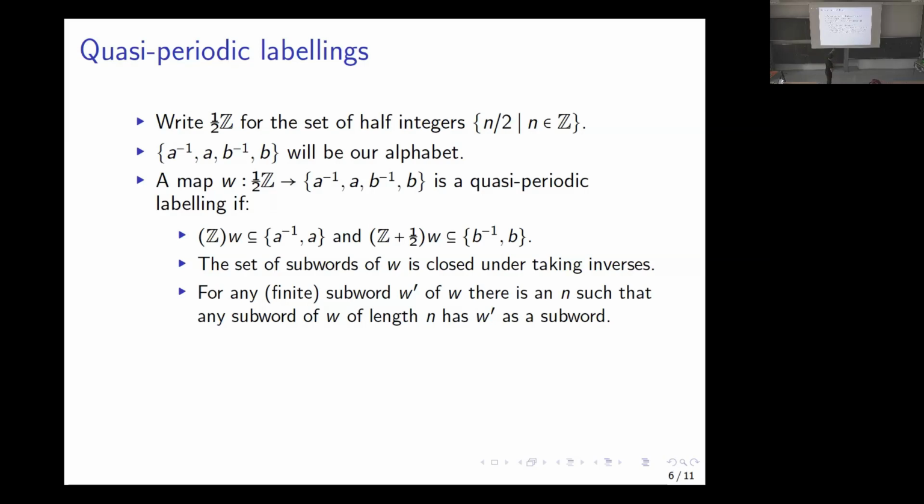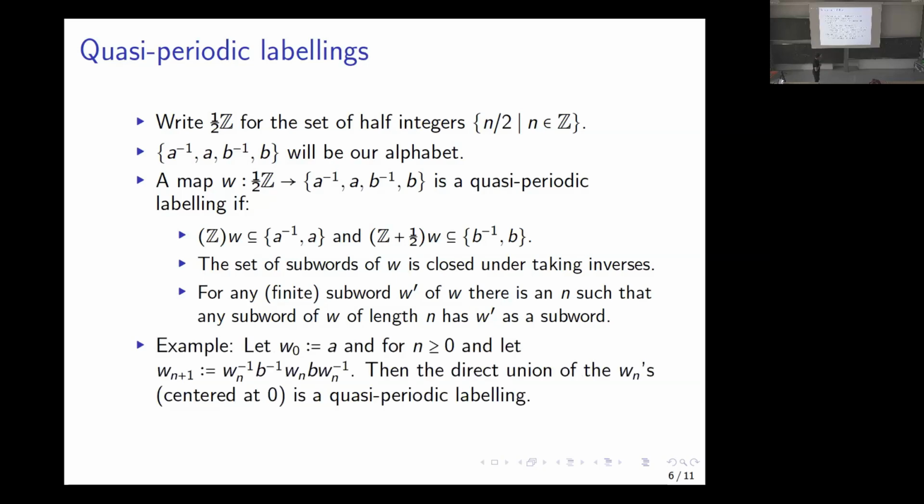So the set of subwords should be closed under taking inverses, and whenever you have some subword in there, then there should be some n, so that any word of length n that's a subword of your labeling has your original subword somewhere in it. So if something happens somewhere, then it happens reasonably frequently. It doesn't have to be in a periodic way, it can be in some kind of intermittent way, but there's some bound on the gaps between them.